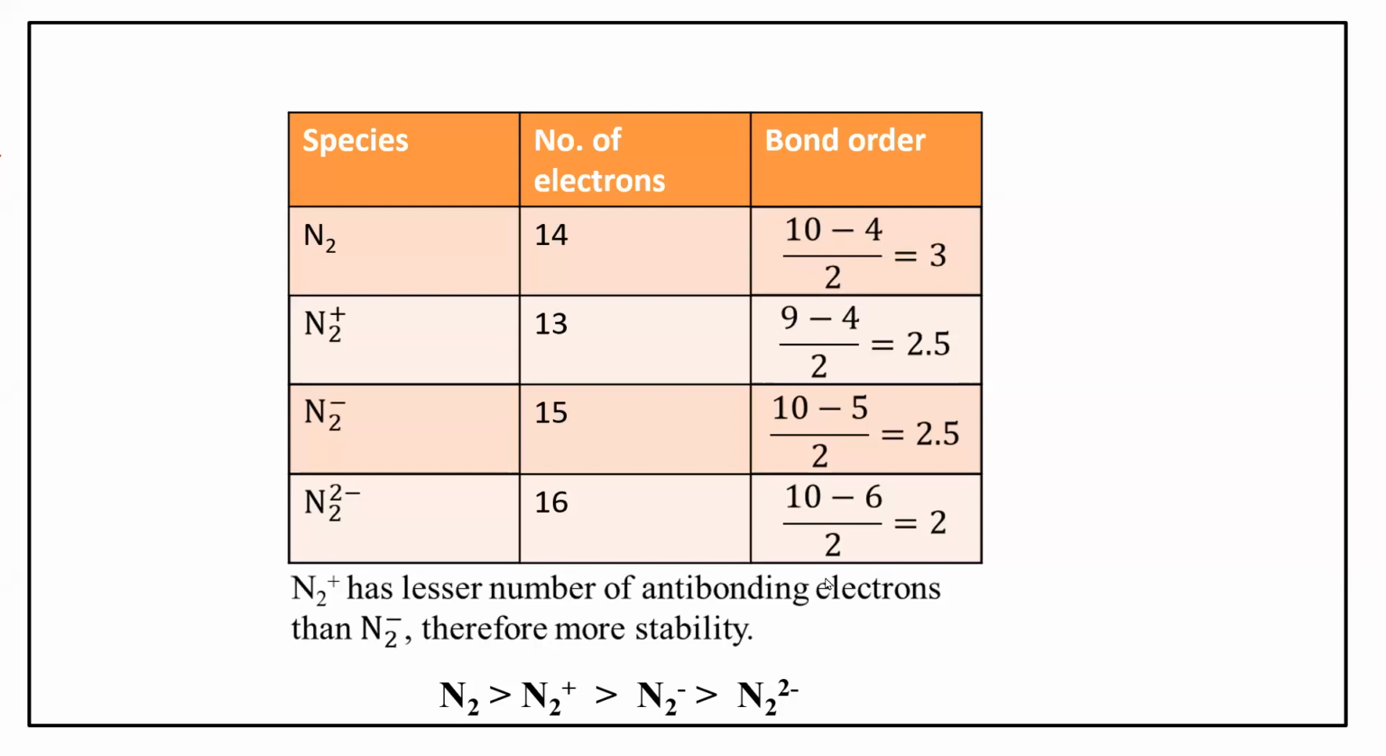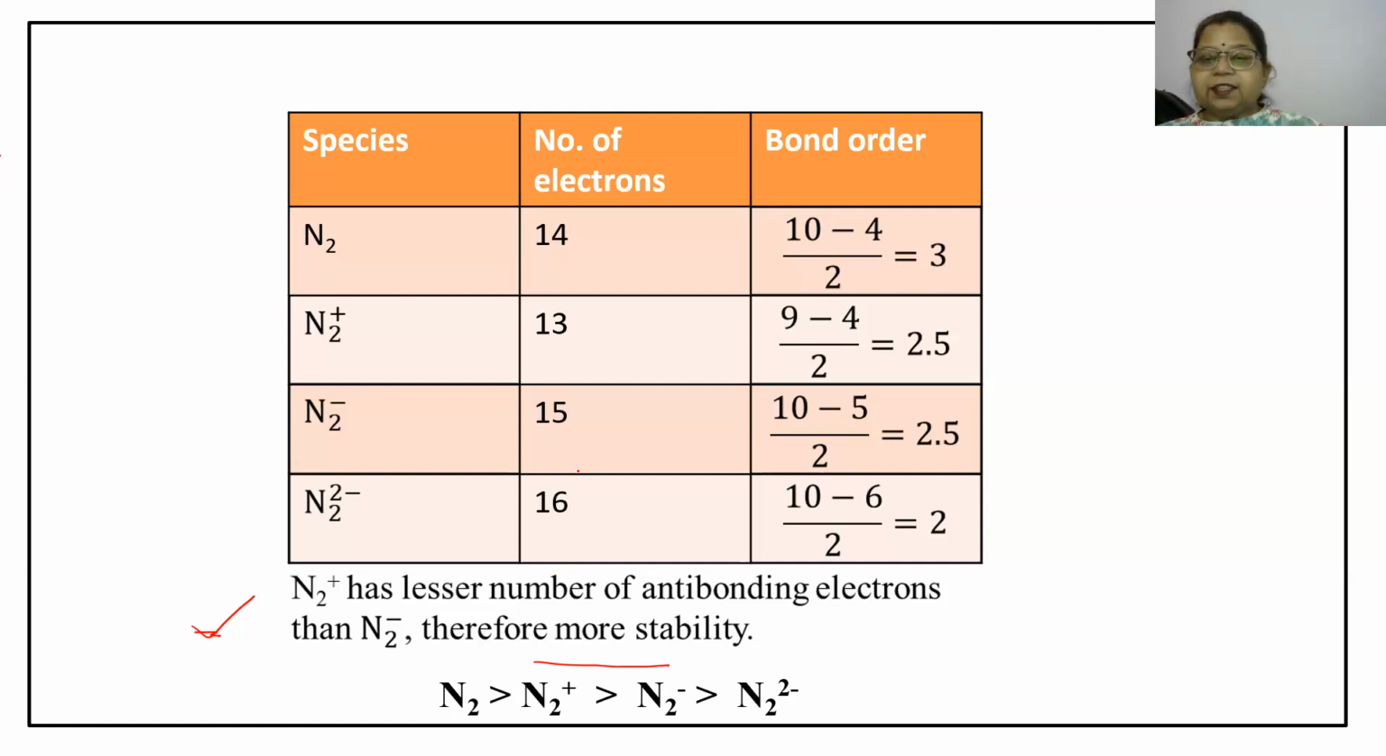Yes, ma'am. So what could be the possible explanation of it? Since it is not given in your books, I have put it here. We are saying N2 plus will be more stable than N2 minus 1, despite both of them having the same bond order, right? The reason being, as I have stated it here, N2 plus has lesser number of anti-bonding electrons.